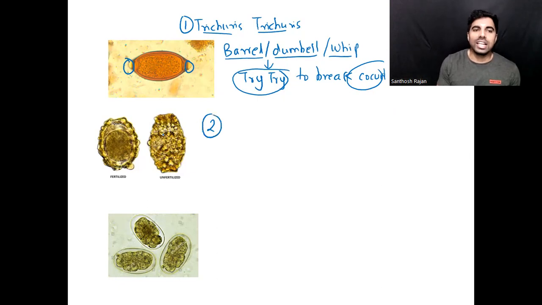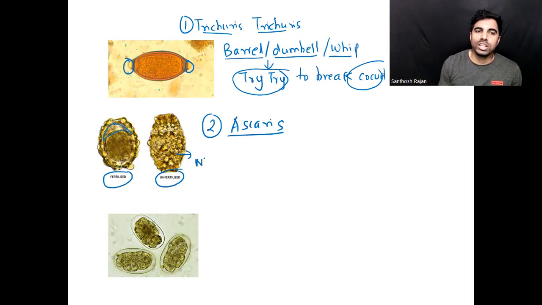Second one, this ugly looking egg looks like crocodile skin. That egg, which is a very common egg, is your Ascaris. And there are unfertilized and fertilized eggs. If there is a space, a crescentic space, then that is fertilized. If there is no space, then it is non-fertilized. No space means not fertilized.